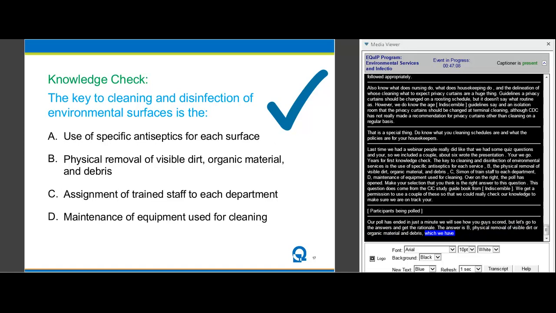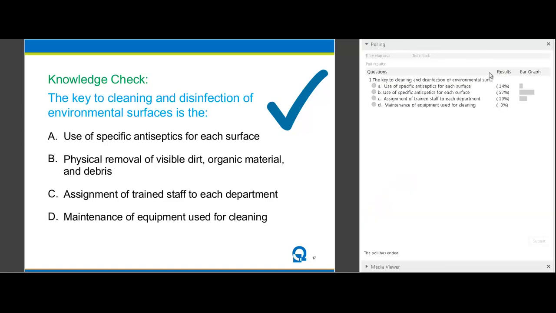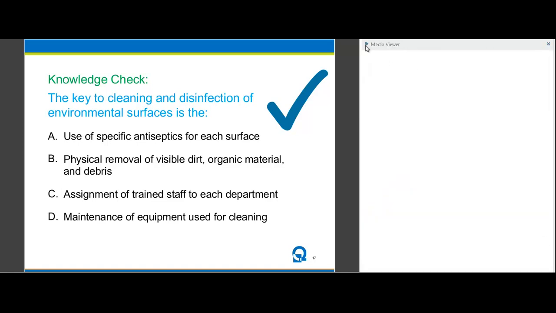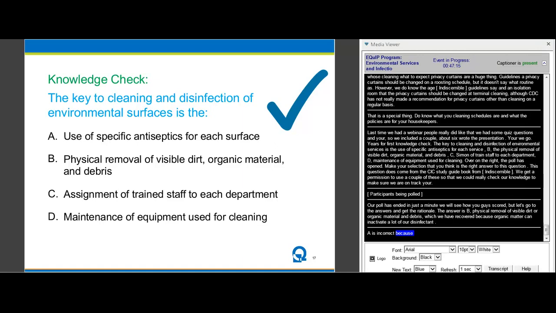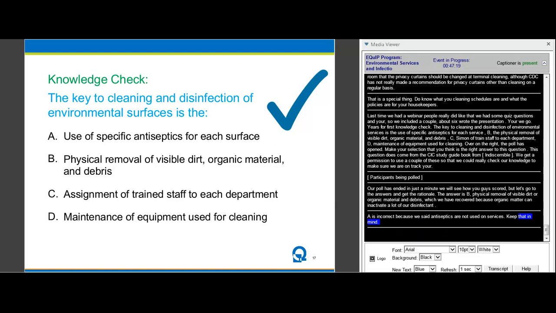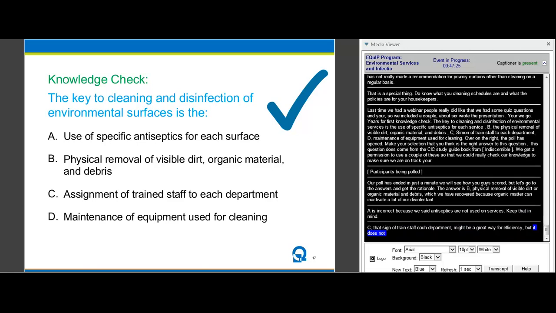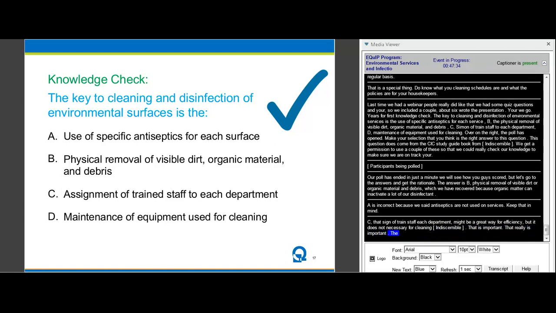A is incorrect because we said antiseptics aren't used on surfaces, so keep that in mind. On C, the assignment of trained staff to each department, that might be a great way for efficiency, but it isn't really necessary to cleaning of the surfaces. And then D is the maintenance of equipment used for cleaning. That is important. That really, really is important. But in this case, the better answer is B. And it looks like 57% of you chose that. So that's great. So hopefully the answers made sense.